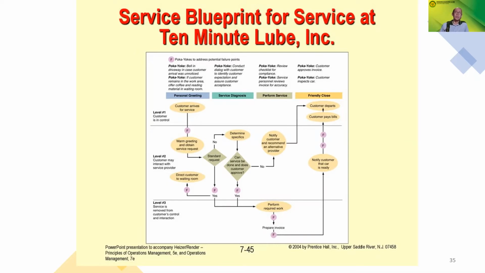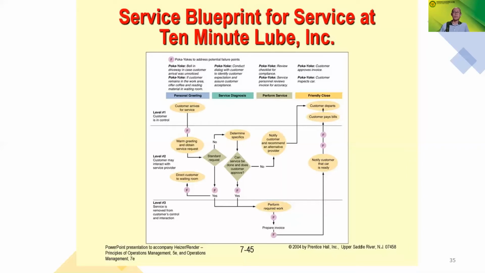The service blueprint is divided into 3 levels: level 1, level 2, level 3. Level 1, these are under the control of the customer. In the second level, these are activities of the service provider interacting with the customer. And the third level includes activities that are performed away from and not immediately visible to the customer.